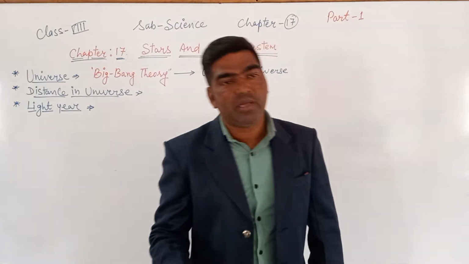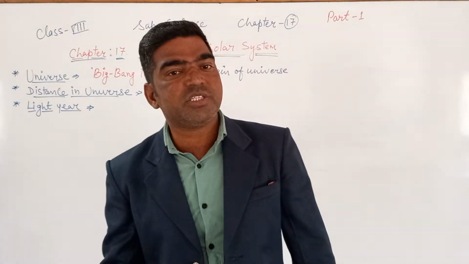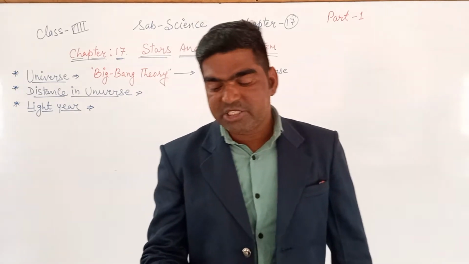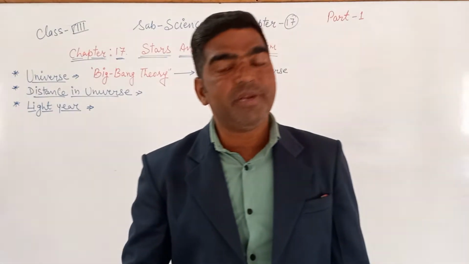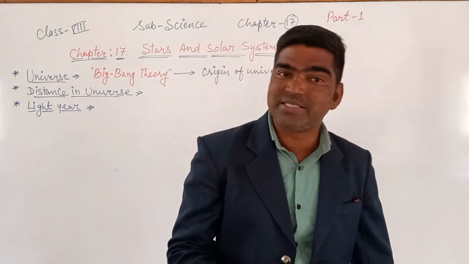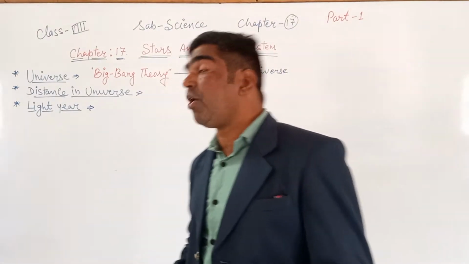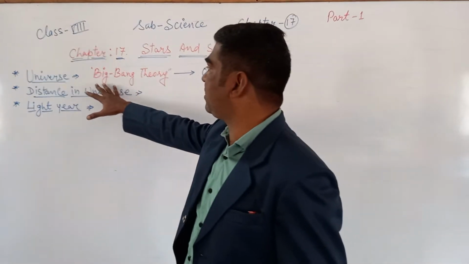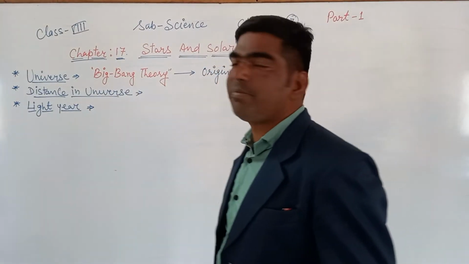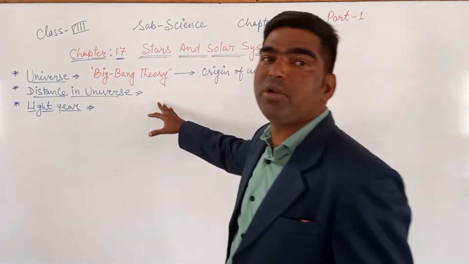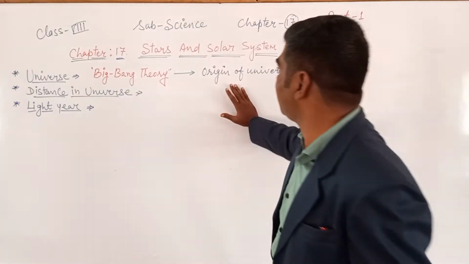So our planet, our Earth, is also a small part of this universe. The space in the universe is unlimited and cannot be measured accurately. According to recent science and theory, the origin of this universe is explained by the Big Bang theory. This theory is famous and widely accepted for the origin of the universe.